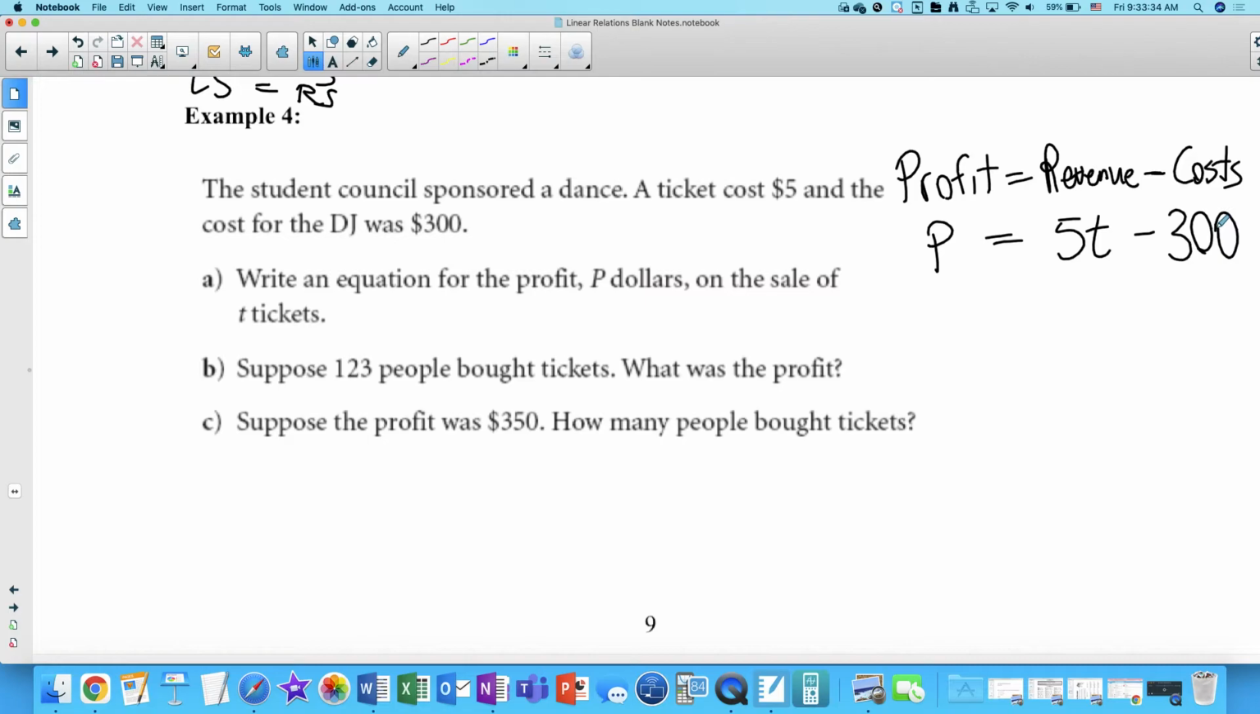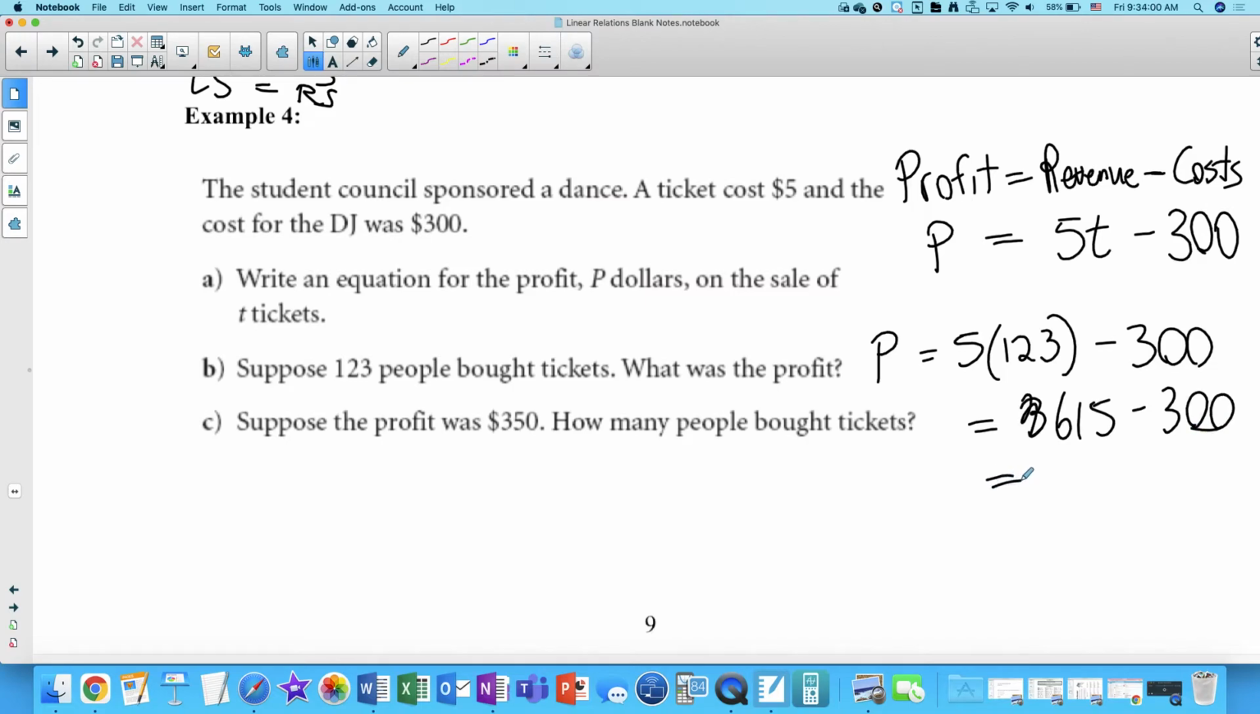Okay? So suppose 123 people bought tickets. What was the profit? Well, once we know how many people bought tickets, we can just plug that in here, right? So P equals 5 times 123 minus 300. 5 times 123 is 615, right? 615 minus 300. So you make $315.